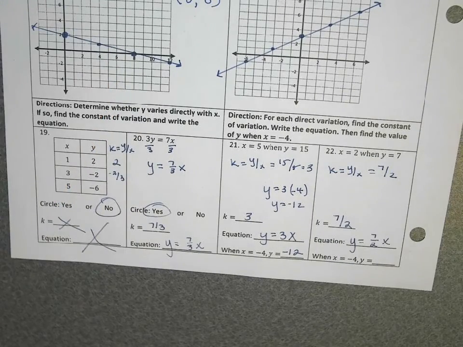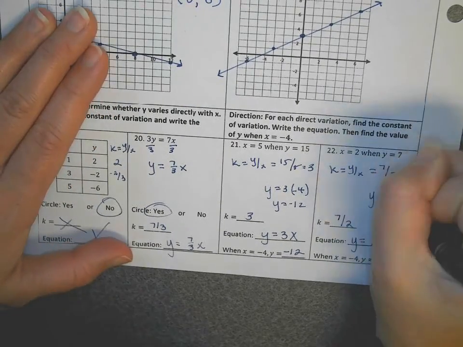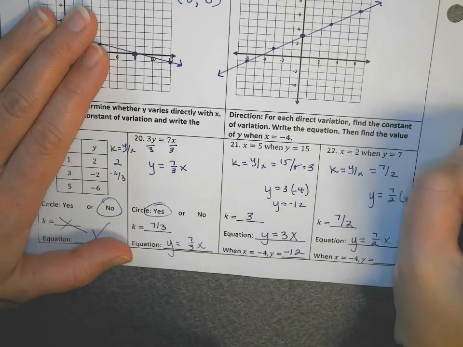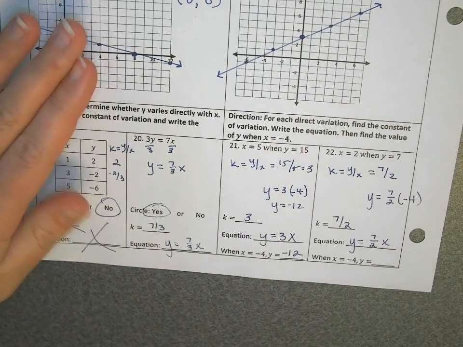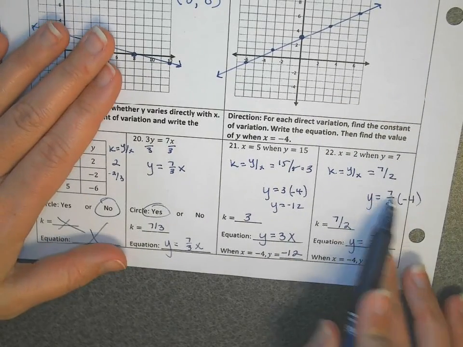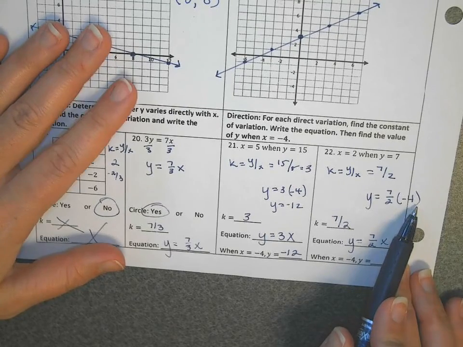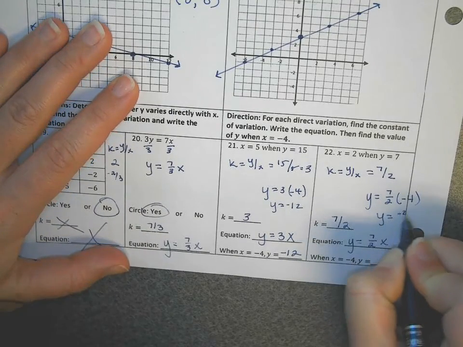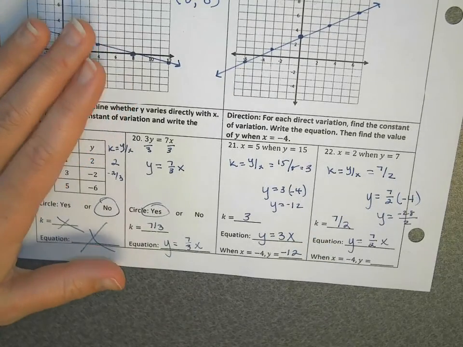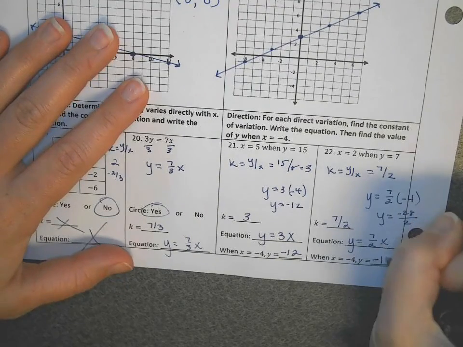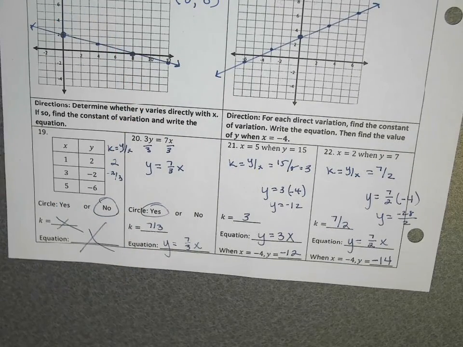Y equals kx. All right, x is negative 4. Let's plug it in. Y equals 7 over 2 times negative 4. 7 times negative 4 is what? Negative 28 over 2. Negative 14. Good. We're done. Makes sense.